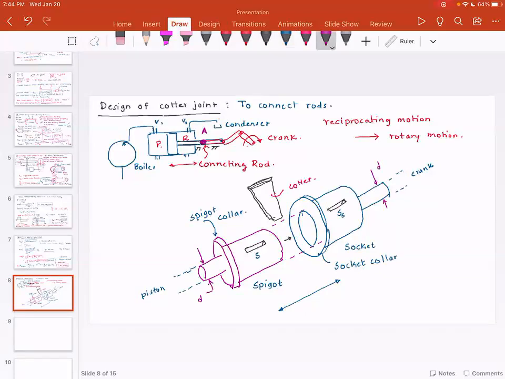This dimension will be determined first. Then we will look at the failure of spigot, then the failure of cotter, then the failure of socket. And then we will identify and find the main engineering dimensions, the important engineering dimensions.